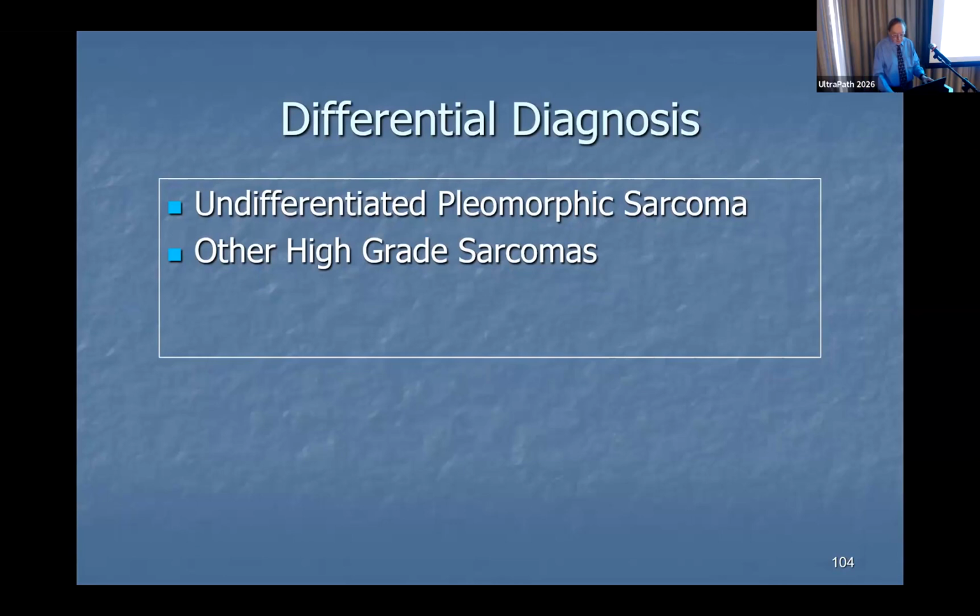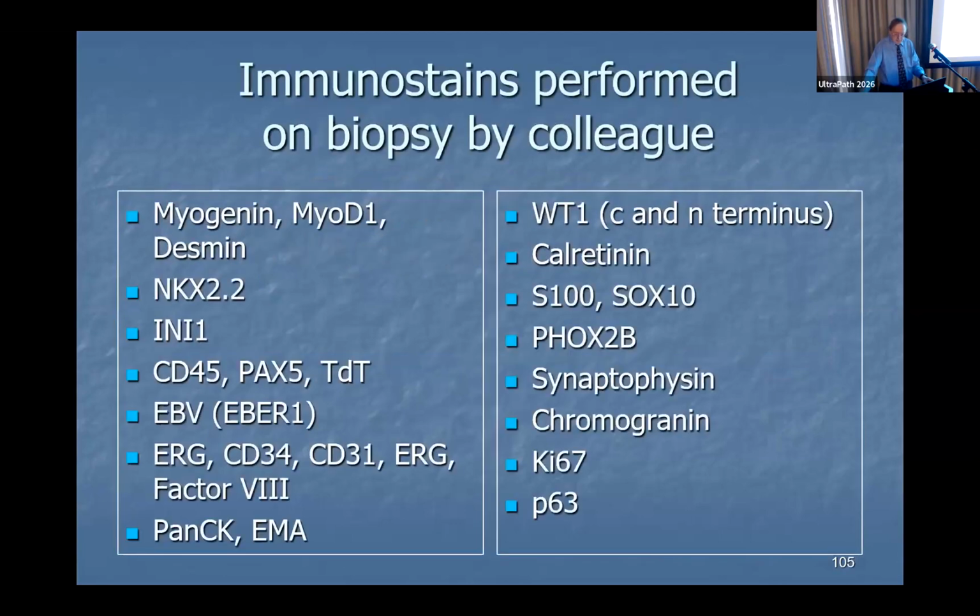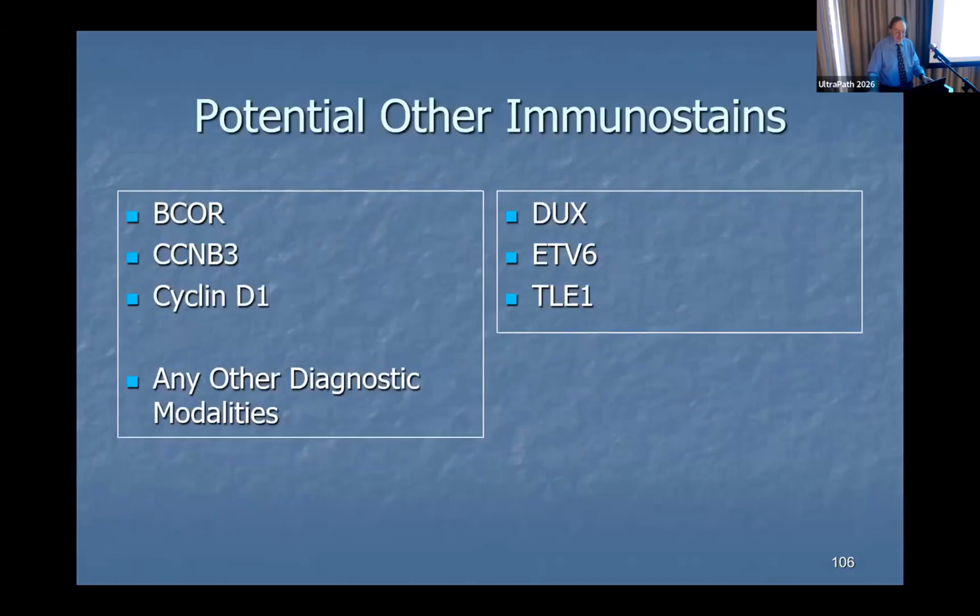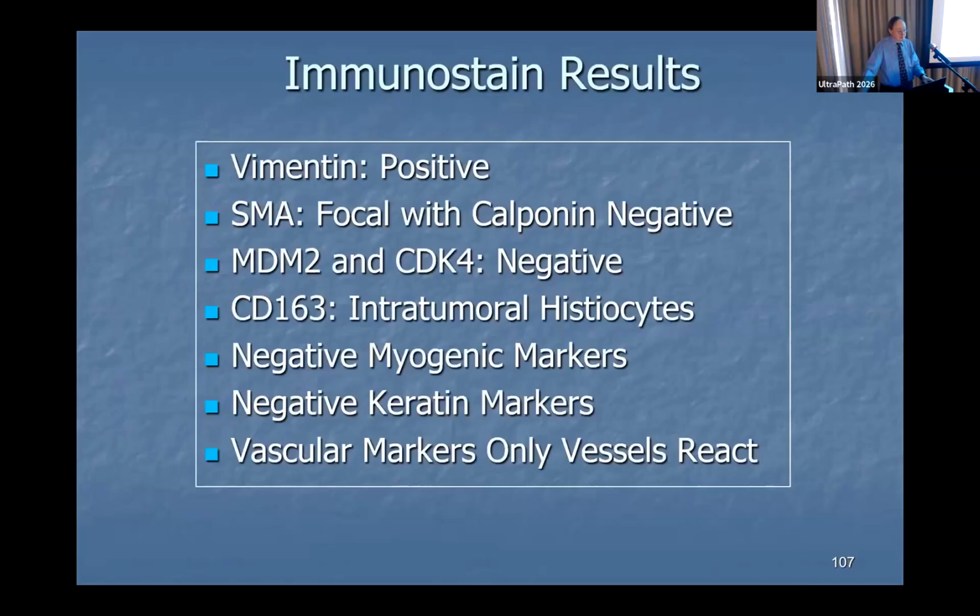So this was, again, when my colleagues decided to go all out and did all these different immunostains. You can probably pick out your favorite immunostains. Would anybody predict what immunostain would be positive in this particular case? Okay, that's a good answer. You can also do these types of stains, which are more specific for small round cell tumors, such as those you see with BCOR tumors, CIC tumors, and synovial sarcoma. And here are the immunostain results.